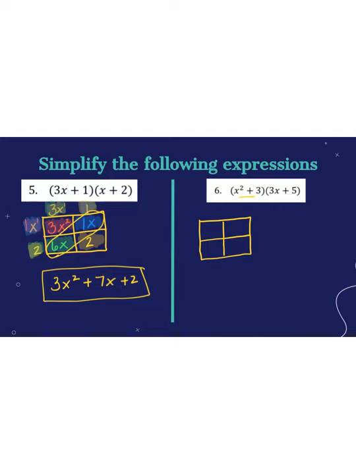I'm gonna write my first one. This one has an x squared and a 3. And then on the side, we have 3x and then a positive 5. So there's no negatives in this one. Okay, so if we can remember, if there's no number in front, there's always a 1. So I want this box filled in first, and I'm going to use this one and this one.